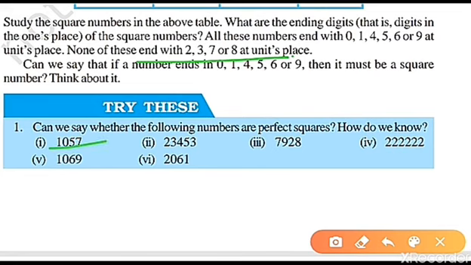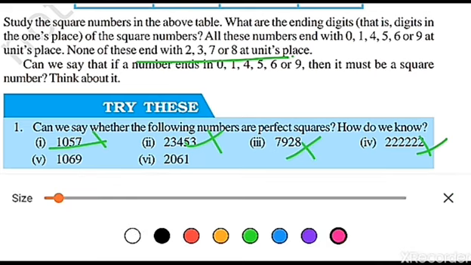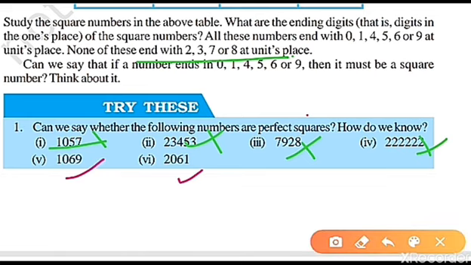Again, 2378: the ending digits here are 3, 8 and 2, so these numbers ending with 2, 3, 7 or 8 will not be squares. But you can see here 9 and 1 are the ending digits of these two numbers, so these numbers can be perfect square numbers.